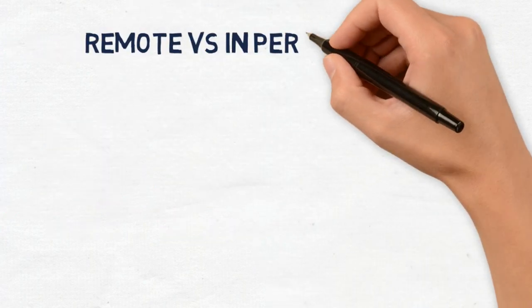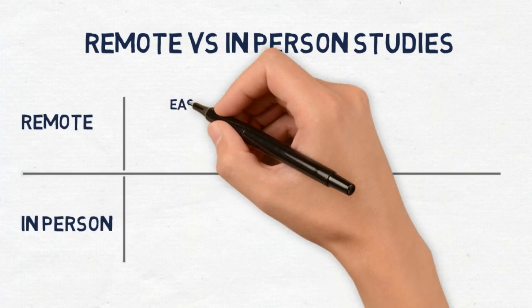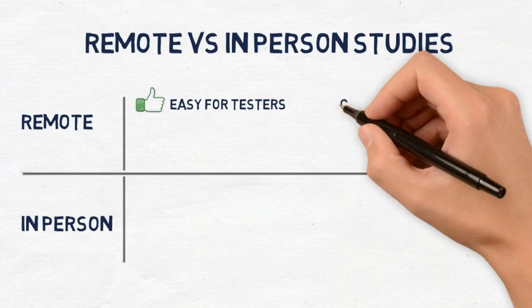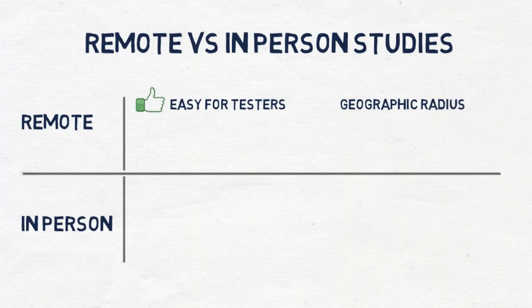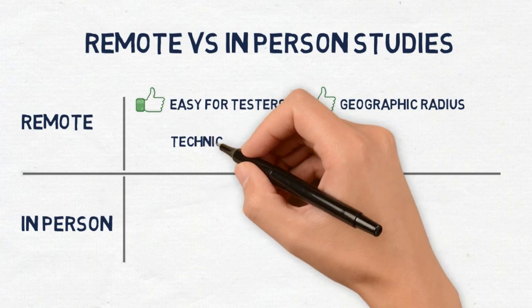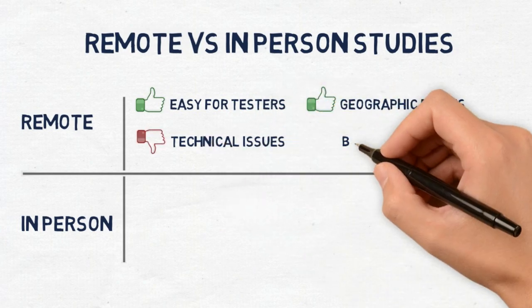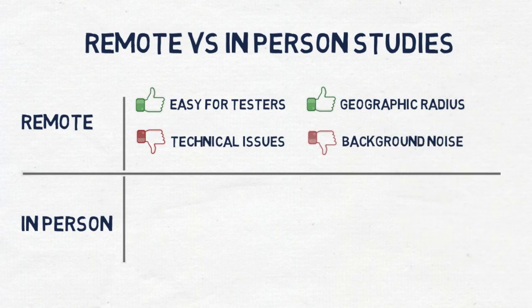After you decide how you'll be recruiting, you'll need to determine if you want to complete your studies in person or remotely. The upside of running a remote study is that it's easier for testers since it gives them more flexibility and they don't need to travel to your location. Also, when testing remotely, you have the ability to broaden your geographic location that you're recruiting for. The downside of remote studies is that you may experience technical issues, or the participants may call in from less than ideal places, like a coffee shop with poor Wi-Fi.